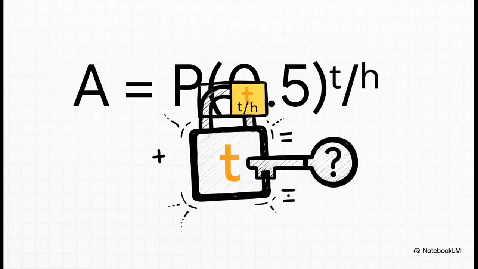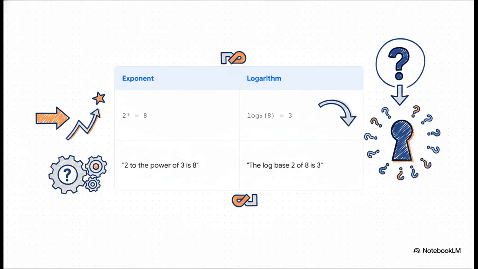In our formula, A equals P times 0.5 to the power of t over h, our t is trapped up there in the exponent. Your normal algebraic tools, division, subtraction, they can't get it out. We need a special key, a tool specifically designed to break into exponents and pull that variable out. And that key, my friends, is the logarithm.